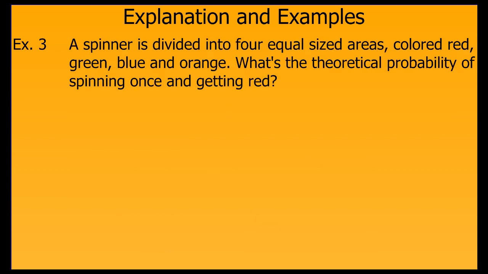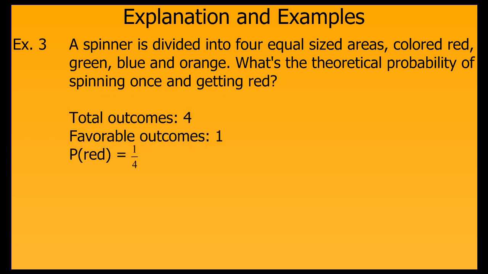In this example, we have a spinner divided into 4 equal areas colored red, green, blue, and orange. What's the theoretical probability of spinning once and getting red? Our total outcomes are 4. Our favorable outcomes is just 1. So the probability of getting red is 1/4.